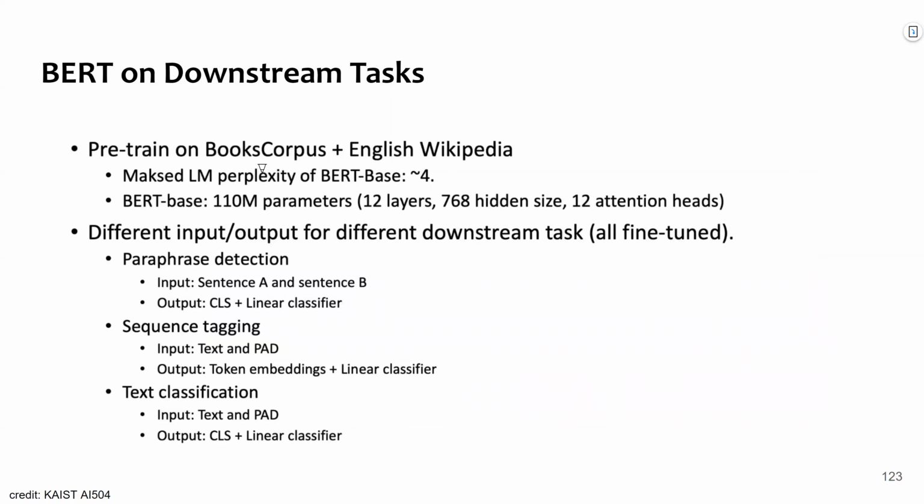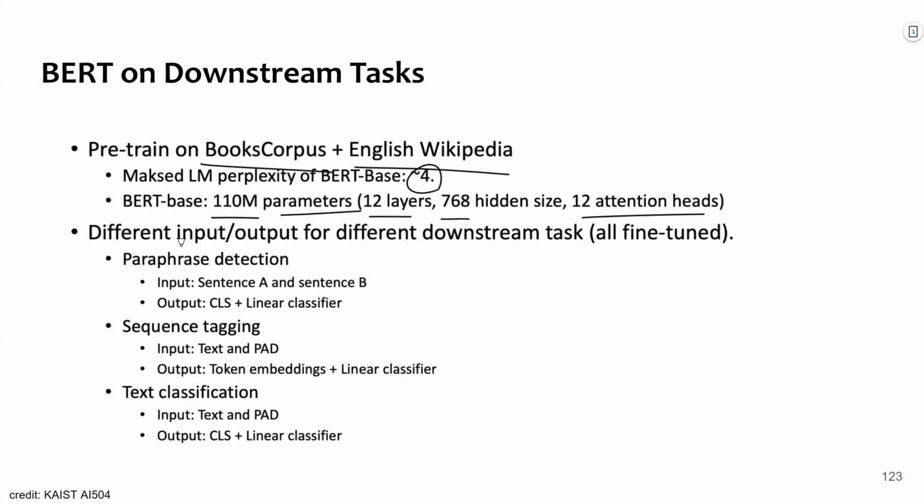And this BERT model was pre-trained on the BooksCorpus dataset plus English Wikipedia. And this model shows very remarkable performance, and it contains 110 million parameters, 12 layers, 768 hidden sizes, and 12 attention heads.